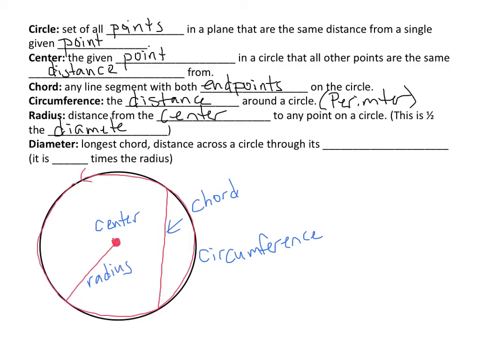And then the diameter is the longest possible chord. It's the distance across the circle through its center, and it is 2 times the radius. Because what happens is, in the diameter there's a radius, so the radius happens twice. So when it goes all the way across, that is considered its diameter.